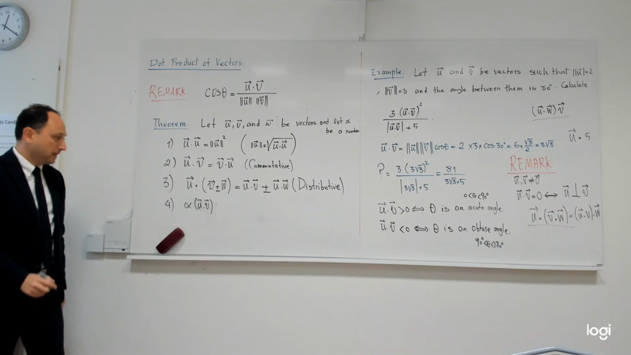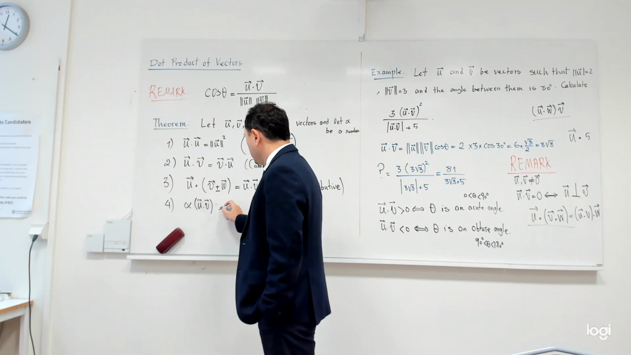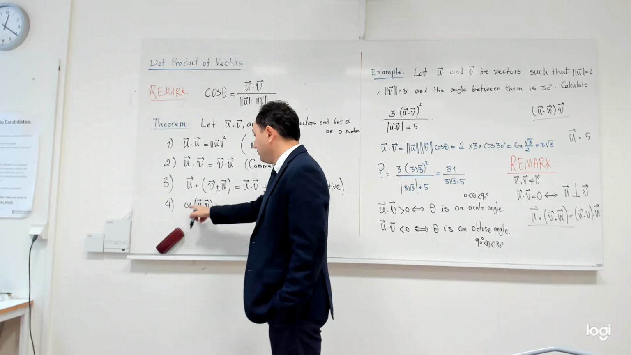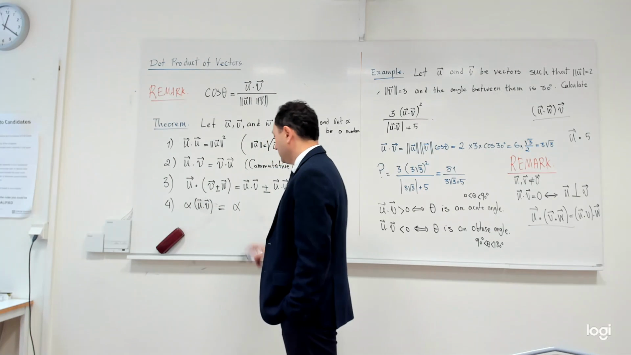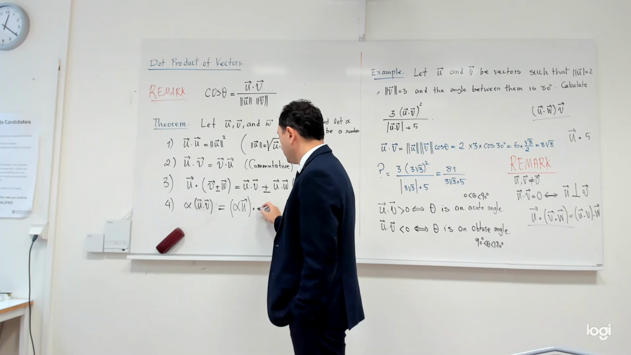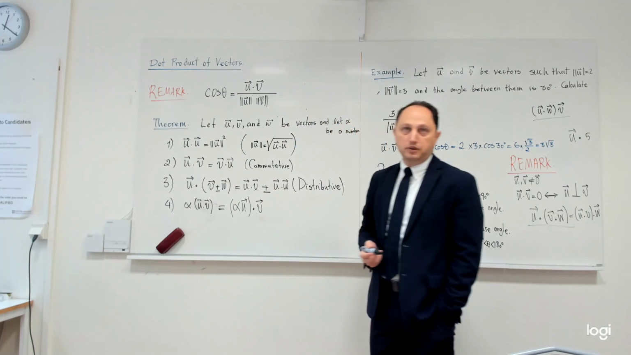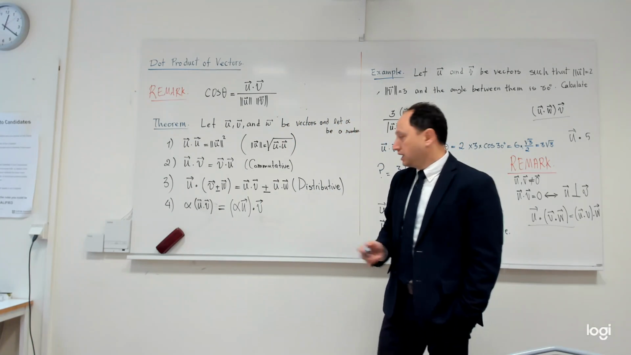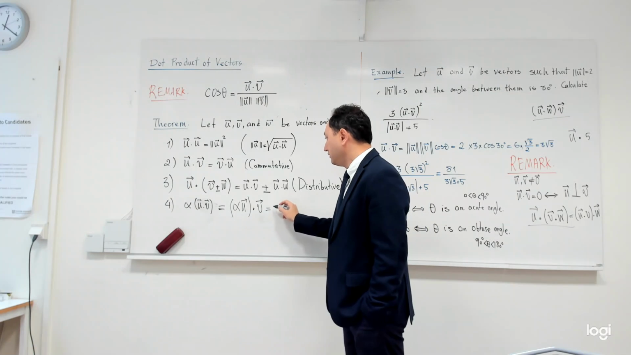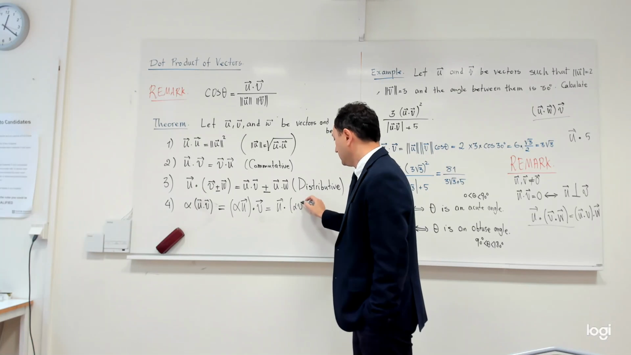Okay? But the theorem wants to tell you that it doesn't matter if you multiply alpha by the first vector and get a new vector and dot product that vector with the vector v. That would be the same number. And then of course it doesn't matter if you do it with v, writing u and multiplying it by alpha v.